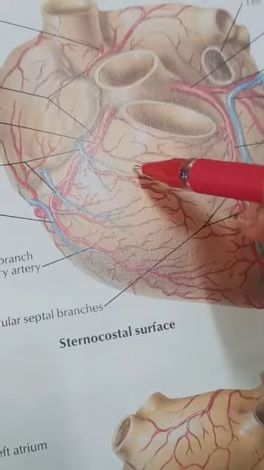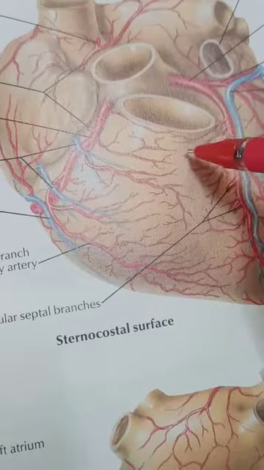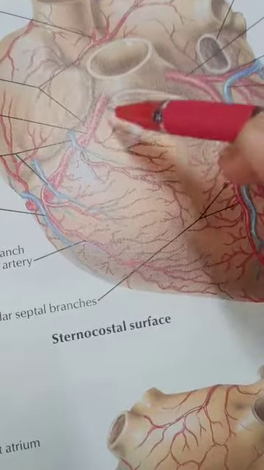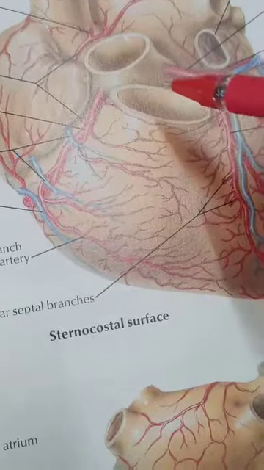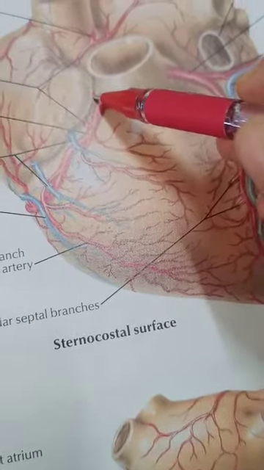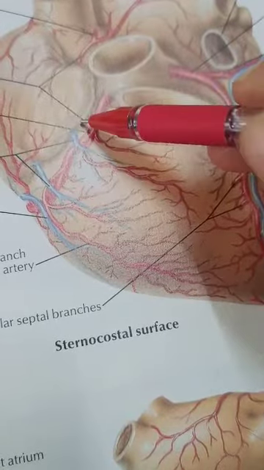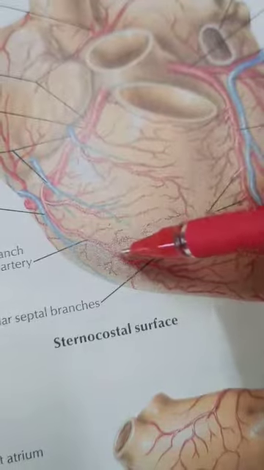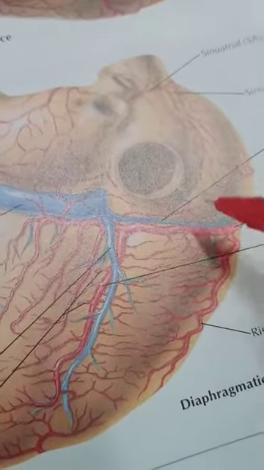This right conus artery will anastomose with a similar branch of the left coronary artery, that is the left conus artery, and forms a circle around the starting point of the pulmonary trunk, known as the annulus of Vieussens. Then it gives a nodal branch for the SA node, then the atrial branches, then ventricular branches, then the right marginal artery, then inferiorly and posteriorly the diaphragmatic surface.